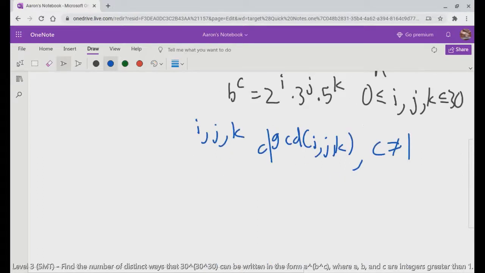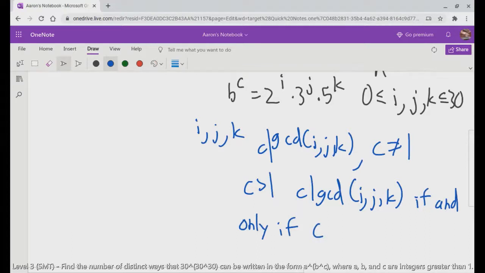And so now, if c is greater than 1, then c divides the GCD of i, j, and k if and only if c is a divisor of i, j, and k.